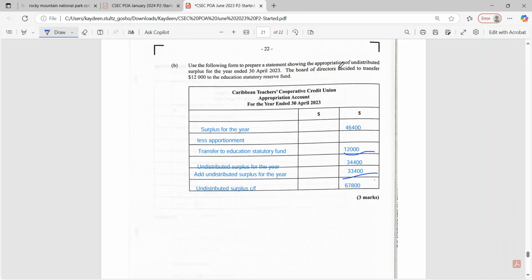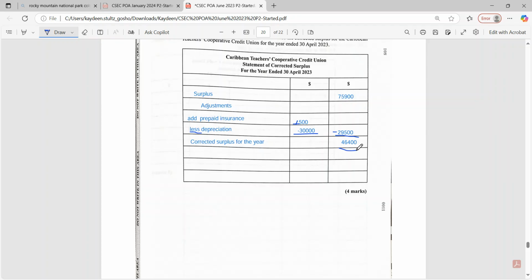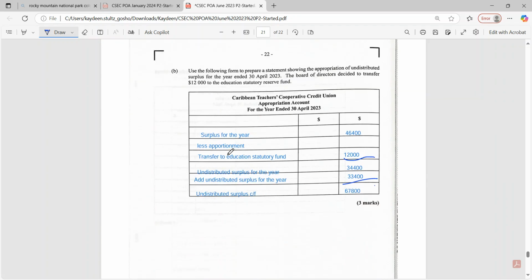Use the following form to prepare a statement showing the apportionment of undistributed surplus for the year ended the 30th of April 2023. The Board of Directors decided to transfer $12,000 to the Education Statutory Reserve Fund. So we just worked out the surplus for the year at 46,400. Remember, this is where we did it, 46,400. All right. We're going to less apportionments, and the first one that they told us to less is the Education Statutory Reserve Fund. So we less it $12,000, giving us a total of 34,400.